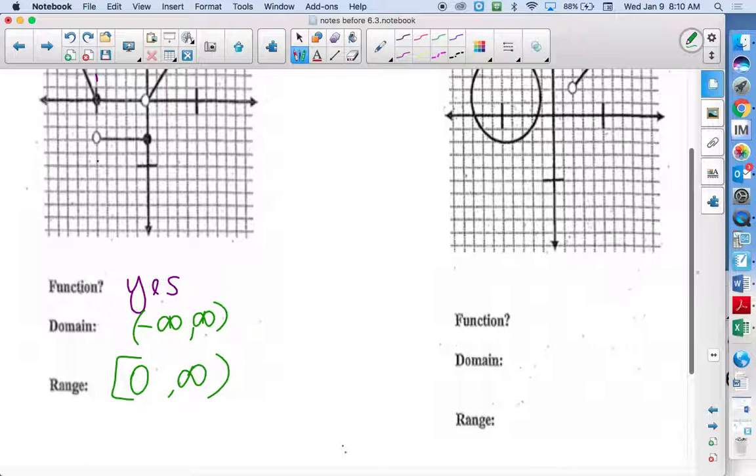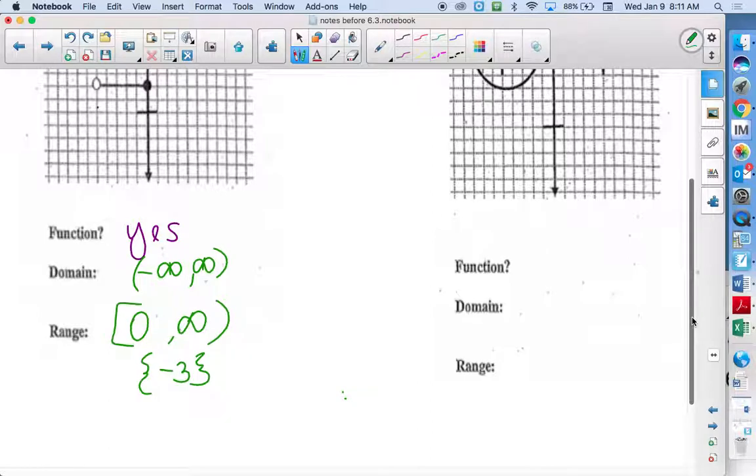-3. And it's only touching -3 because it's a horizontal line. So we would have another part to this domain, and we're going to put it in braces because it's just the number -3 by itself. That -3 doesn't go anywhere because it's just -3. Always -3 for that line. So the -3 is separate because it's not vertically connected to anything.